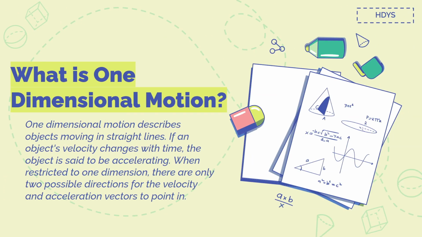First, let's look at a brief outlook of what one-dimensional motion is. One-dimensional motion describes objects moving in straight lines. If an object's velocity changes with time, the object is said to be accelerating. When restricted to one dimension, there are only two possible directions for the velocity and acceleration vectors to point in. So this could either be positive or negative directions, or it could also be whether it's vertical or horizontal. But it can only follow one component in one direction. You cannot have both vertical and horizontal motion. That would be two-dimensional motion, which is often looked at in projectile motion.